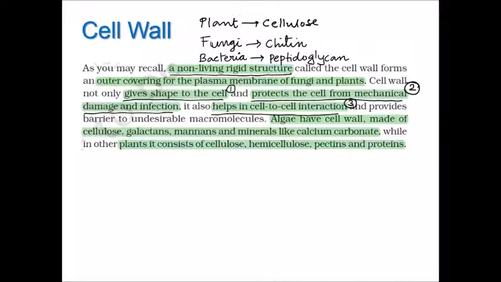First one, it provides shape to the cell. Second one, it protects the cell from mechanical damage or infection. And third point is it helps in cell-to-cell interaction. So let's discuss what is the cell wall of algae made up of.